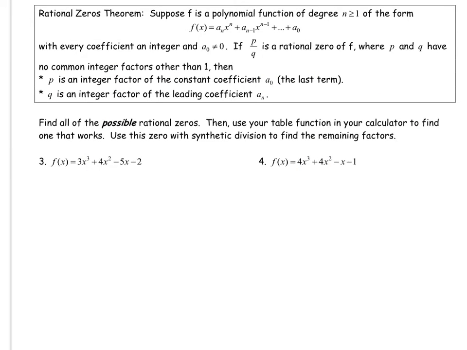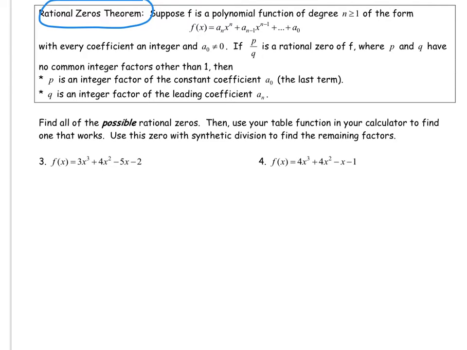Alright, so this next one is kind of the meat of this whole lesson, the rational zeros theorem. So now what we're going to do is take some higher level polynomials. If you look at number 3, for instance, there's no way to factor it by hand. You can't group it, you can't do product and sum, but there must be a way to factor it.